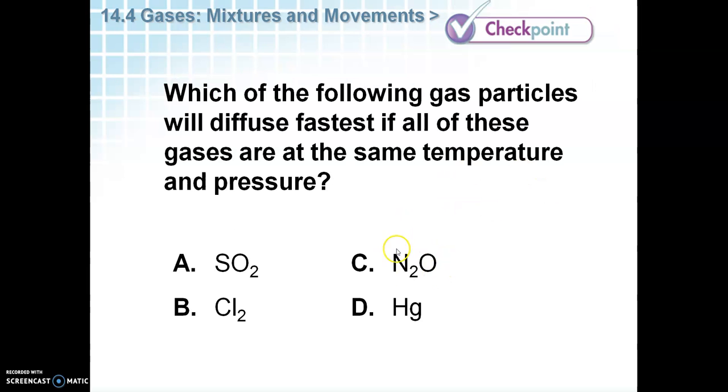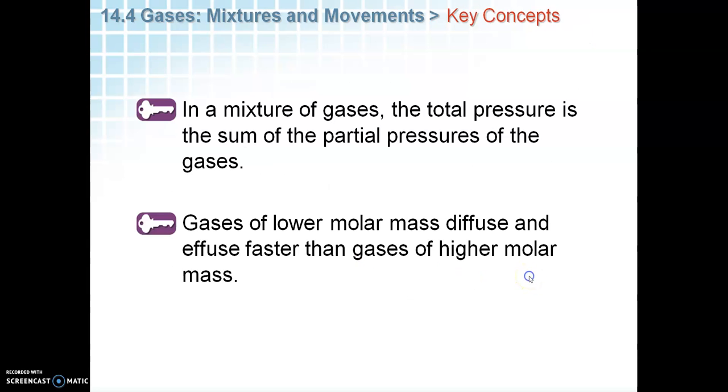And finally, they leave you with a question: which of these gases will diffuse fastest? Well, look at their molar masses. Mercury's really heavy. Chlorine's pretty heavy. Sulfur dioxide, well, it's heavier than NO2 or N2O. So if you add up all their masses, you're going to find that N2O is the lightest of them all, and therefore is the fastest diffusing. And they agree with me, which they better.